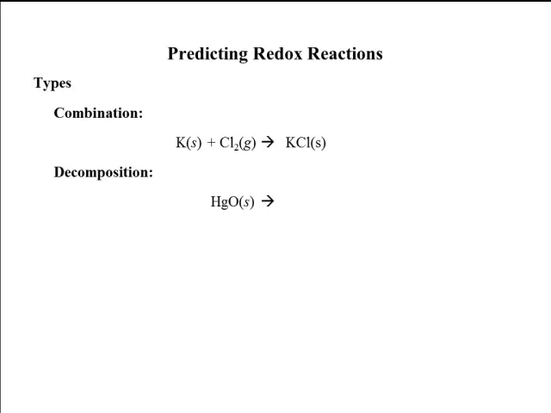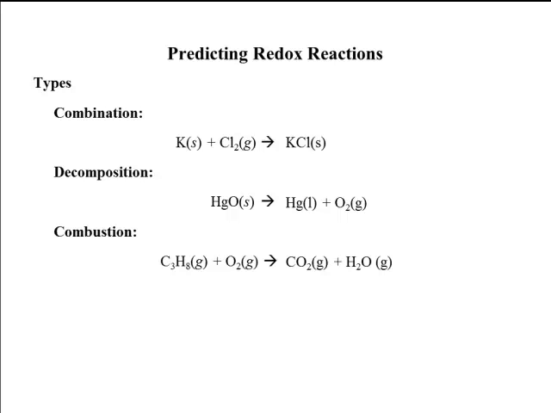That's a redox reaction. We can look at decomposition. Start with a compound, and if it breaks up into its elements, I'd get mercury liquid and O2 gas. Okay, that's a redox reaction. That's a decomposition reaction. I could have a combustion reaction, so taking some organic compound, reacting it with O2. In a combustion reaction, my products are going to be CO2 and water. That's a redox reaction.